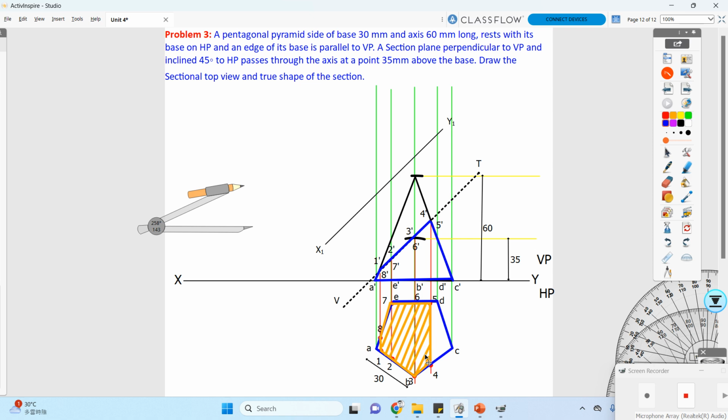Can you understand now? The removed part is hatched. Can you understand? This is the top view of the pyramid cut section now.